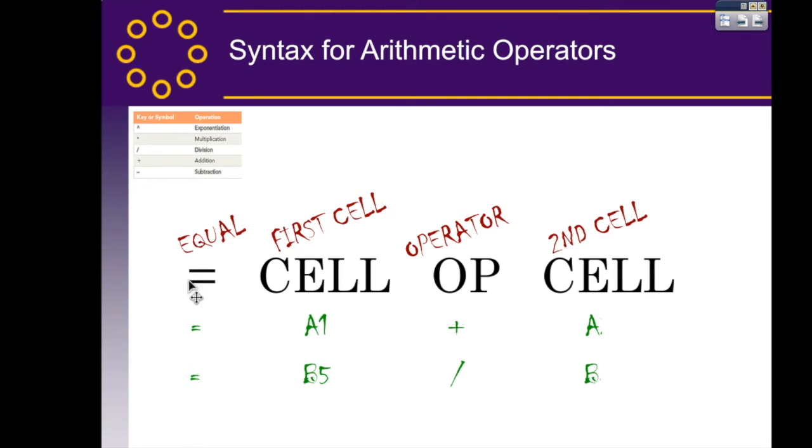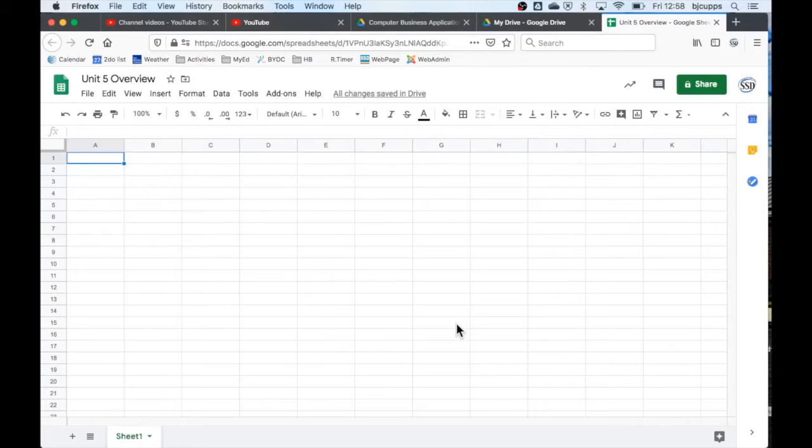All right, you have an equal sign to tell that you're doing a formula. Then you say what cell you want. The operator means the symbol that tells you what you're going to do with these two cells, and then whatever the next cell is. So for example, if I said equals A1 plus A2, there we go. So that's going to add A1 and A2. If I say equals B5 slash, which means divide, B6, that's going to give me B5 divided by B6, okay? So I'm going to say, let's say 5 and 5.